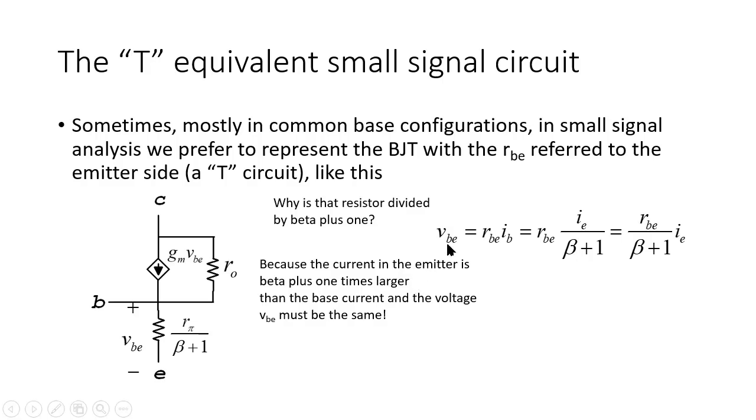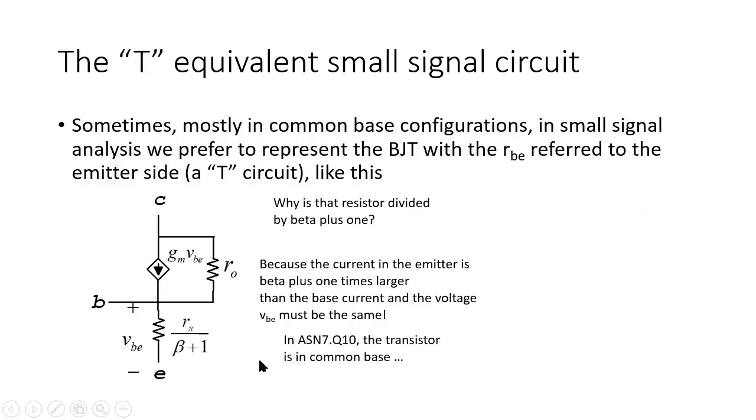Let's do the math. VBE used to be R pi times IB, which is R pi multiplied by the base current, can be written as the emitter's current, divided by beta plus 1. Let me move the denominator over to the resistance and say that voltage is also the emitter's current multiplied by R pi divided by beta plus 1. That's why we divide R pi, which is another name for RBE, by beta plus 1.